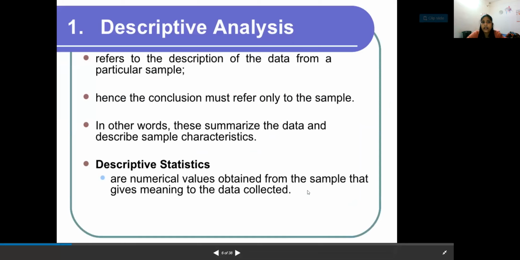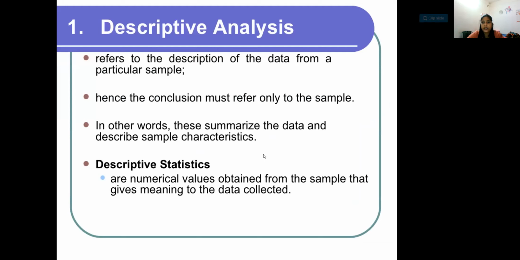Descriptive analysis refers to the description of data from the particular sample. We are explaining the demographic variables of a particular sample. Hence the conclusion must refer only to the sample. In other words, these summarize the data and describe the sample characteristics. Descriptive characteristics are like biographical data: age, gender, occupation, educational status, professional experience, and source of knowledge. That comes under the characteristics of that particular sample, and we are going to analyze it through descriptive analysis.